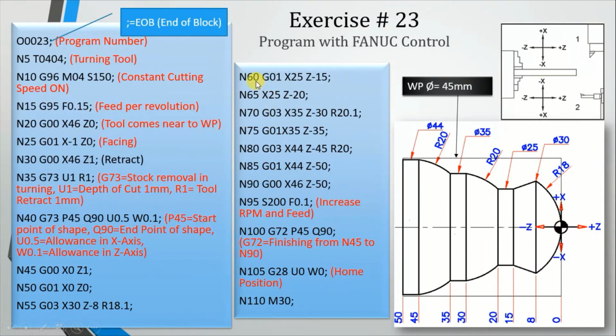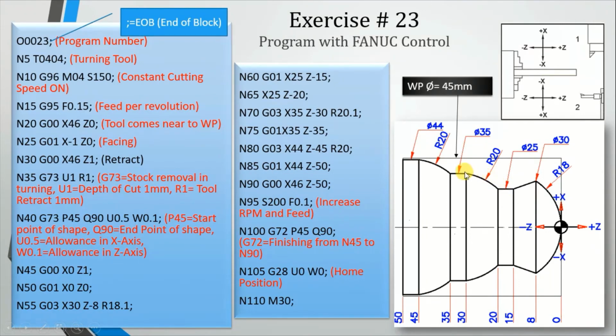In the next line N60 G01 X25 Z-15 here, and after that we will write here again X25 and Z-20. Here one thing to note, that we made this line with the G01, and again we have another straight line with the G01, so no need to repeat G01 again. So you can just write X25 Z-20, the tool will be here.